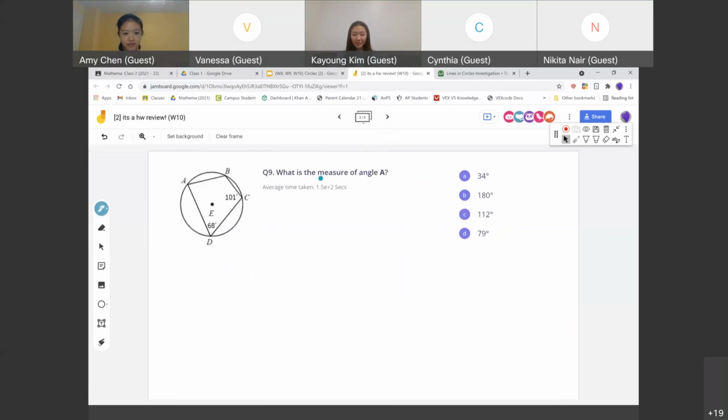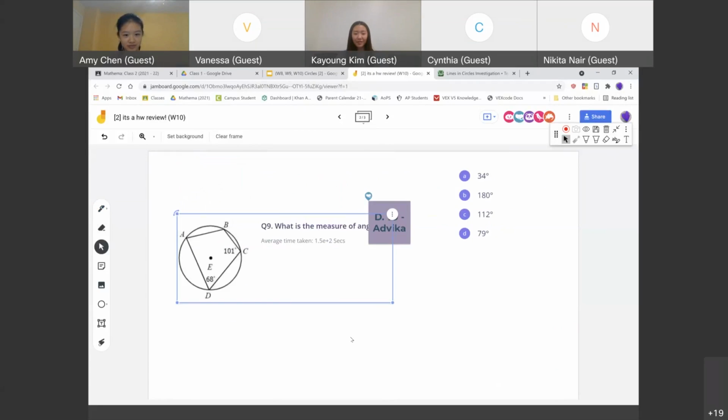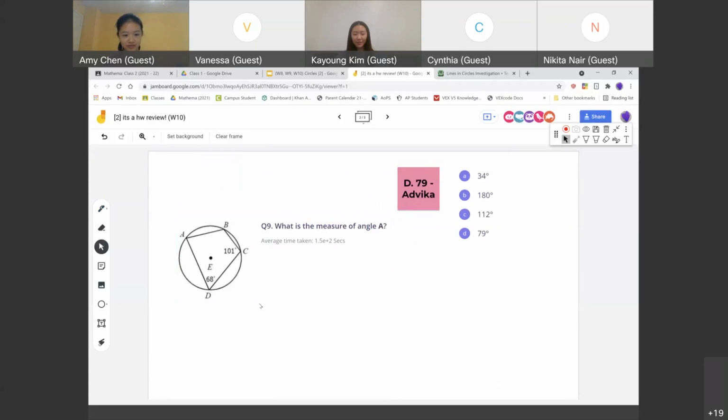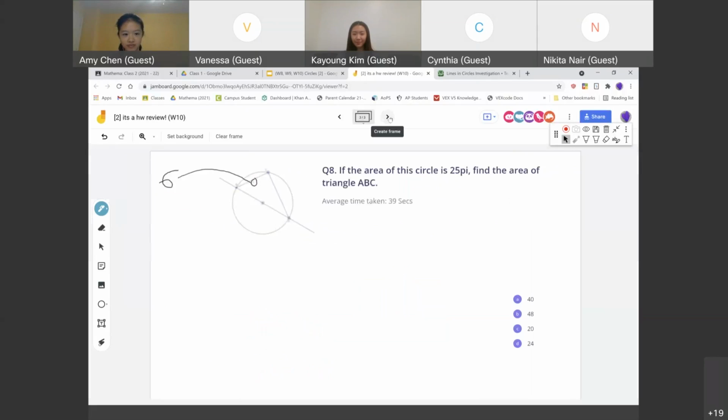Okay. So this one is, what is the measure of angle A? Well, this one's kind of simple. You don't really have to look at all of the numbers they give you because for a quadrilateral that's drawn inside a circle, the opposite angles, those pairs, will be supplementary. So A plus C will be 180, and then B plus D will be 180. So then to find A, we just do 180 minus 101, which is what C is, to get 79.